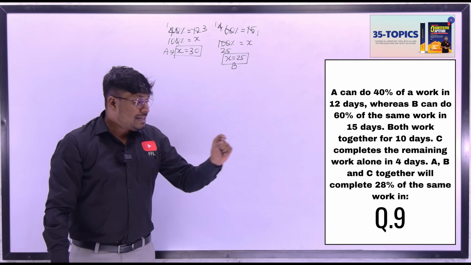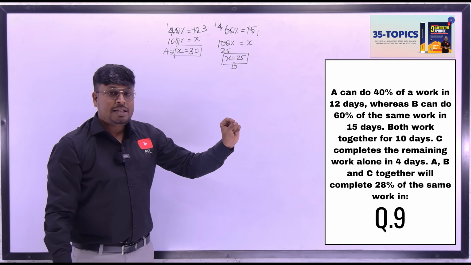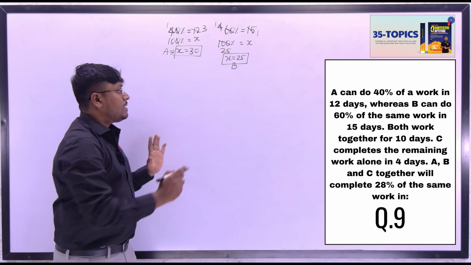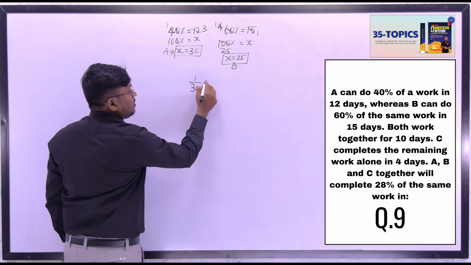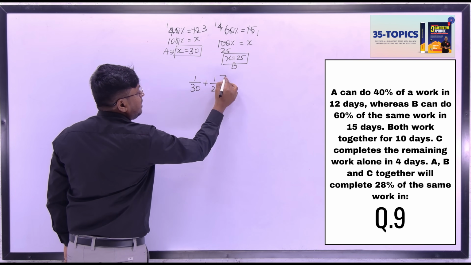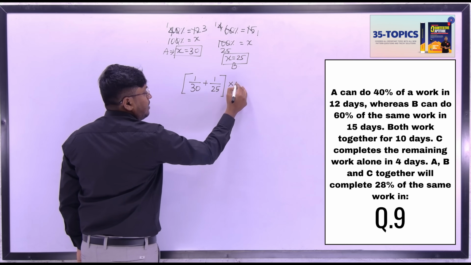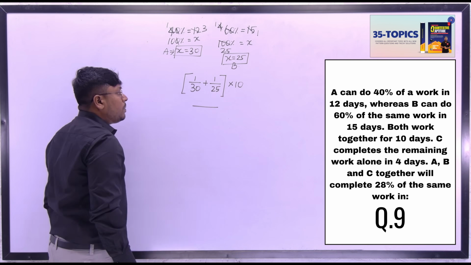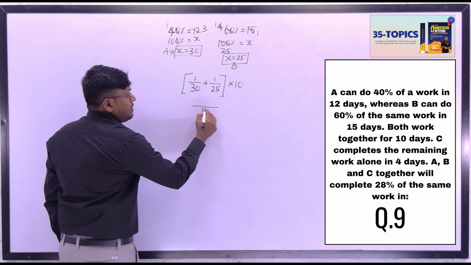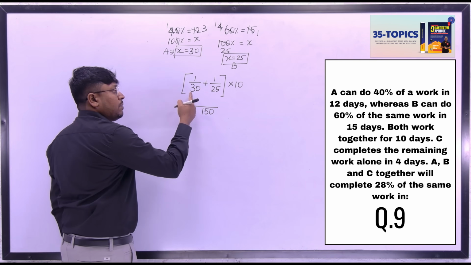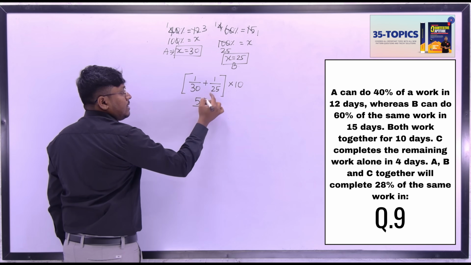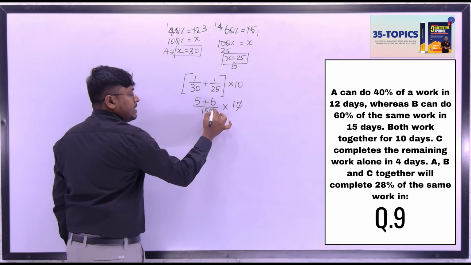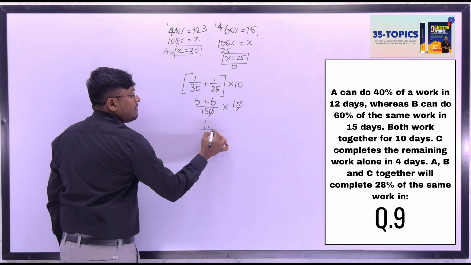So now, what is the target here? Both work together for 10 days. Initially find the work done by both people in 10 days. So 1 by 30 plus 1 by 25, both persons working together, into 10 because they are working for 10 days. So for 30 and 25, we can go with 150 as the LCM. So 150, this will be 5 times, this will be 6 times. So into 10, we can cancel 0, 0 here. The result will be 11 by 15.